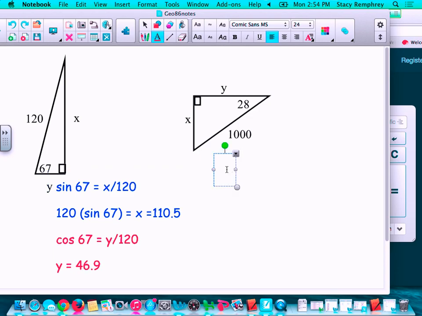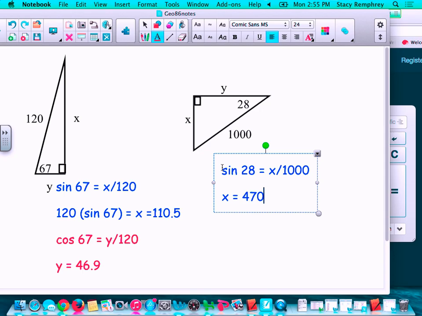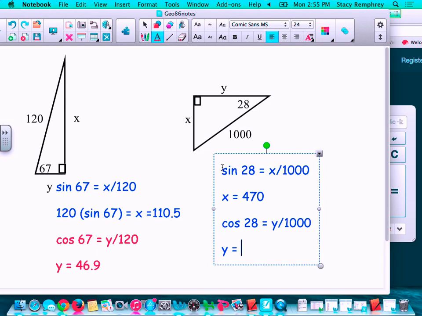So you can try the next one. Hit pause, try that one, and then come on back. All right, so if you did the next one with the 28-degree angle, I guess I should show you the work real fast. Sine of 28 equals x over 1,000. X will equal 470 roughly. And then you would have done the cosine of 28 equals y over 1,000. And you would have gotten that y equals 883 approximately.